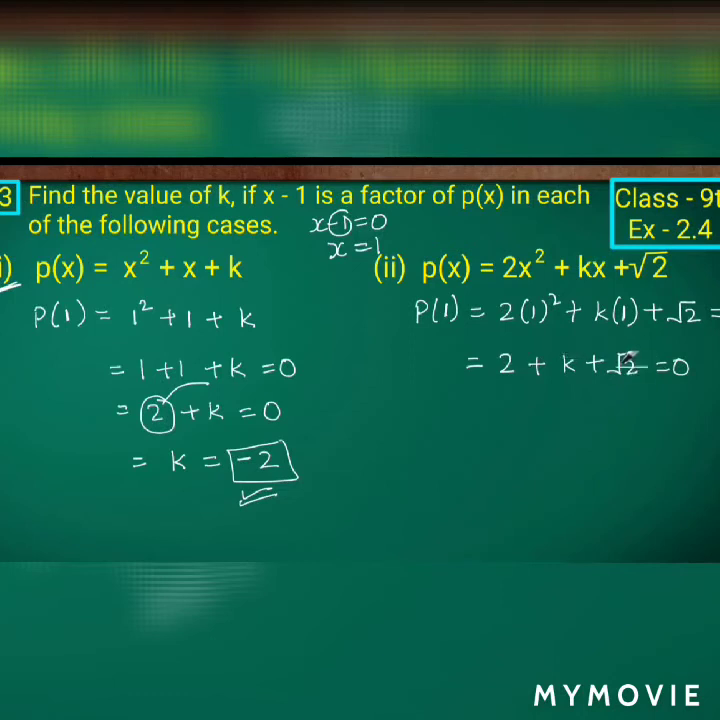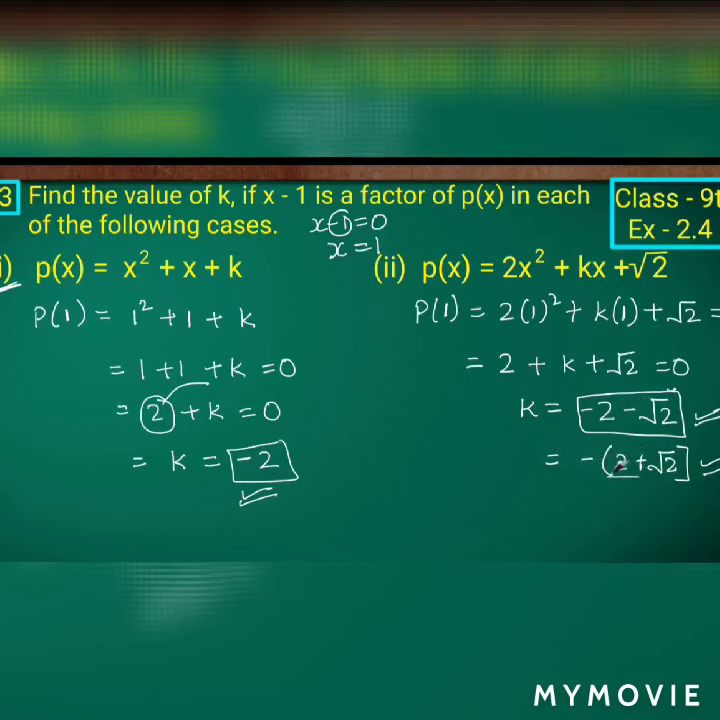So here 2 and root 2 are different, we cannot add. So k will become, plus 2 will become minus 2, and in the same way plus root 2 will become minus root 2. So k is minus 2 minus root 2, isn't it? Or else we can directly take minus common, minus of 2 plus root 2 is the answer for k, isn't it? This is how we have to find the value of k.